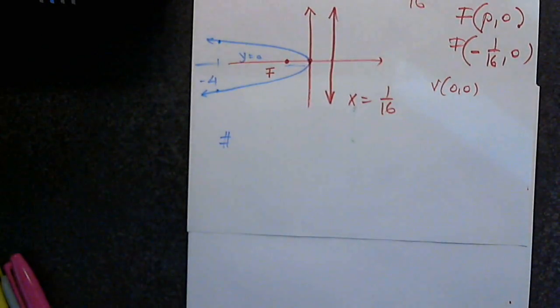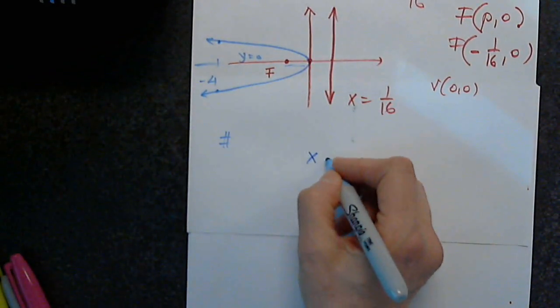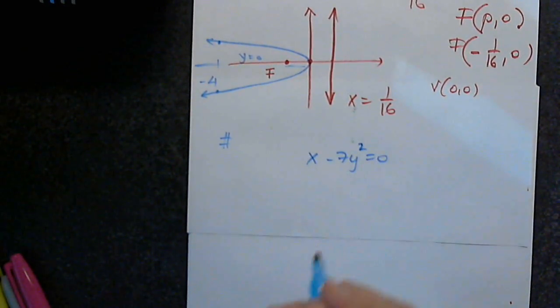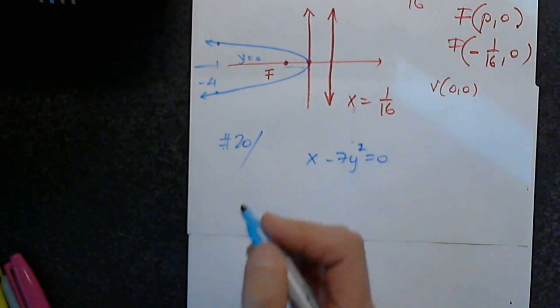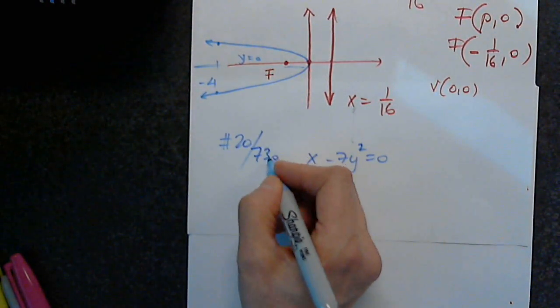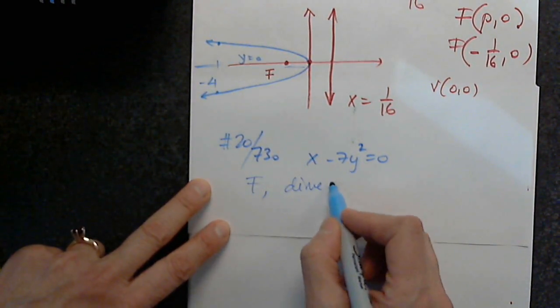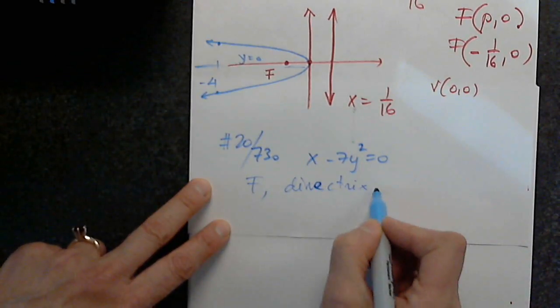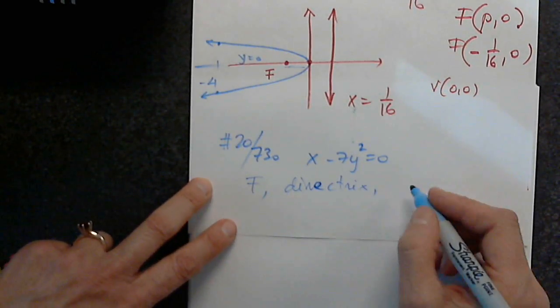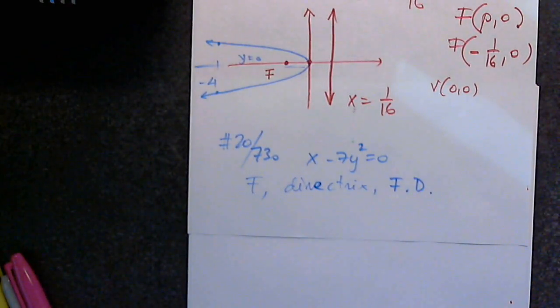Which one? About 20. We want to look at 20? The x minus 7y squared? And this is 20, again on page 730. So again, they want the focus, the directrix, the focal diameter, and the graph.